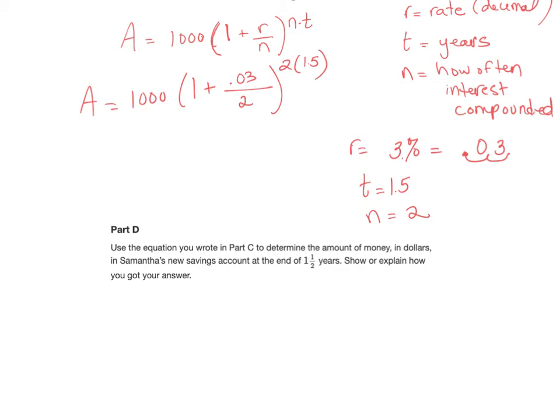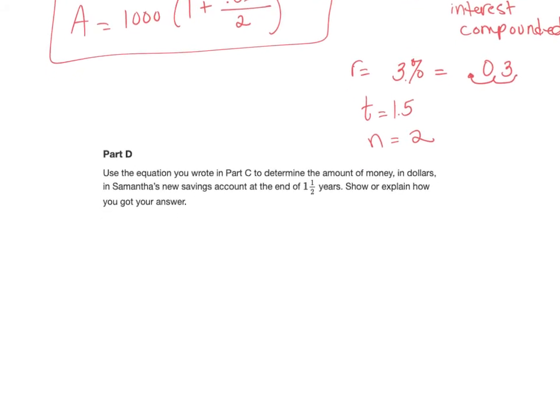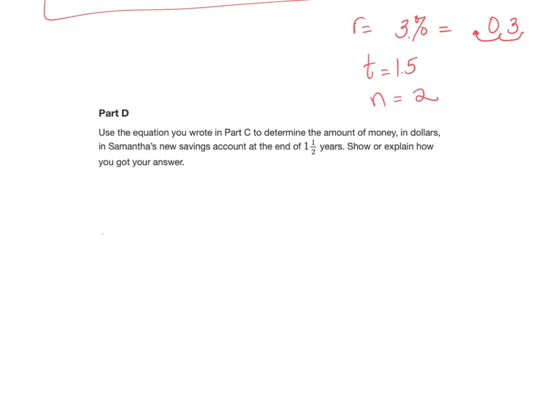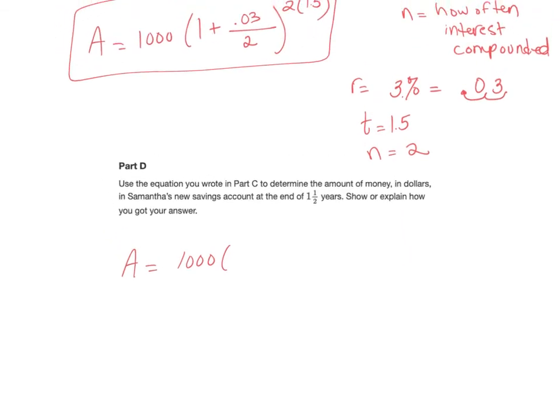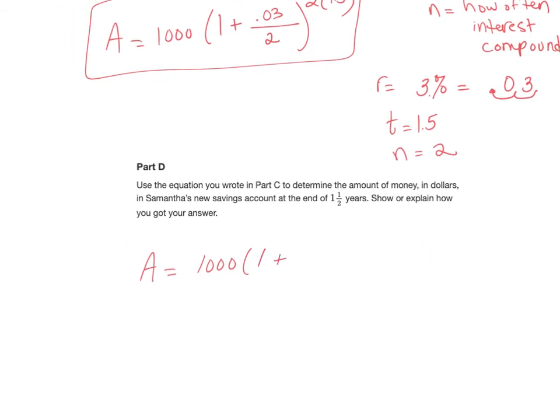And you'll notice that part D wants us to use this equation to solve for the amount of money in the account. So now we're going to take this new equation we just wrote and solve for the amount of money that will be in the account. So we had 1,000 times 1 plus 0.03 divided by 2, to the 2 times 1.5 power.